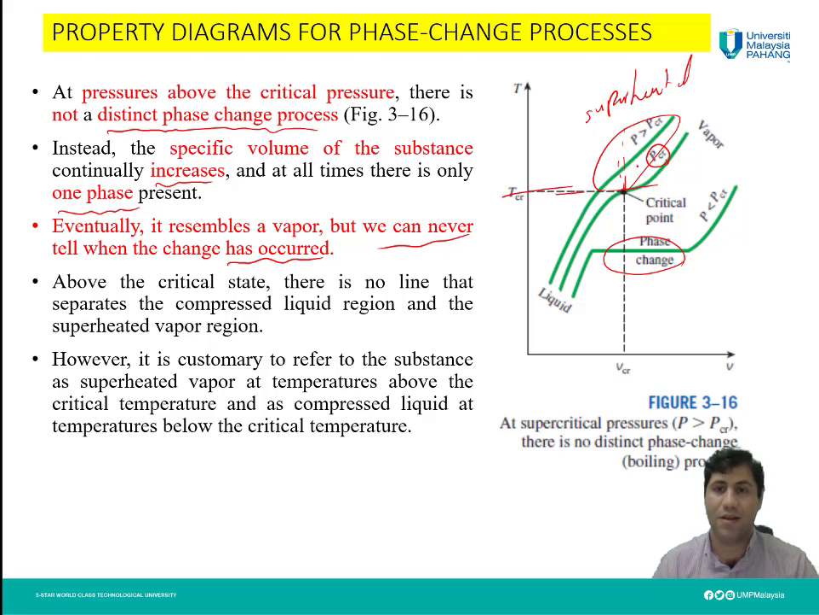However, we cannot distinguish the differences, but we have an imaginary line, or an assumption. We call this the superheated region, and compressed liquid at temperature below the critical. We call this for, because this is the pressure higher than the critical pressure, and we use the critical temperature to distinguish the superheated and compressed liquid for this substance when the pressure is above critical.